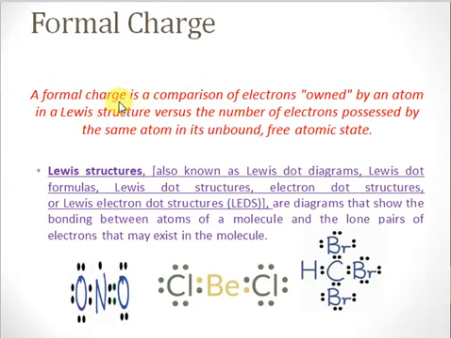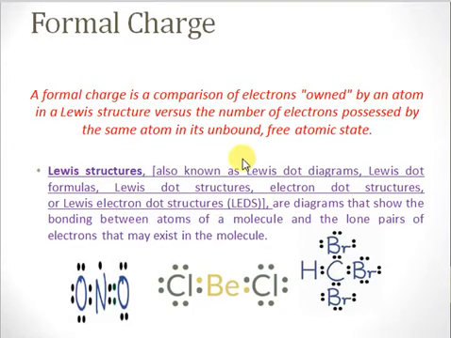It's just a comparison of the number of electrons owned by an atom in the Lewis structure with the number of electrons possessed by the same atom in its free state. The number of electrons possessed by this oxygen in the free state is 6. However, in this particular Lewis structure, there are 8. So this comparison is known as a formal charge.